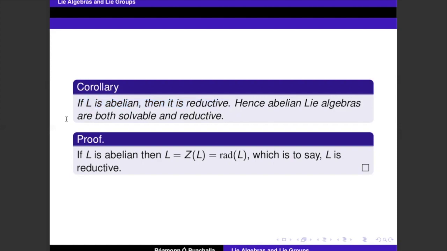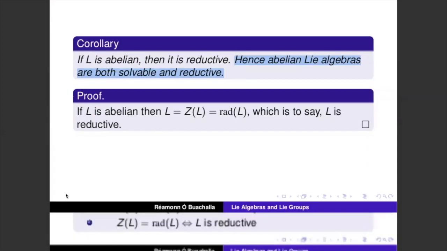So this is reasonably easy. But then we come to this comment here. Abelian algebras are very special, very easy, some of our examples. And they satisfy, that means they're both solvable and reductive. So something can be solvable and reductive at the same time. Okay.